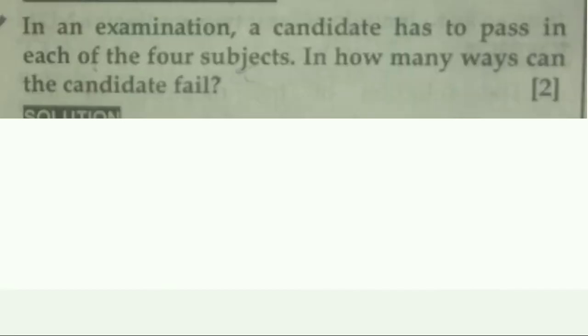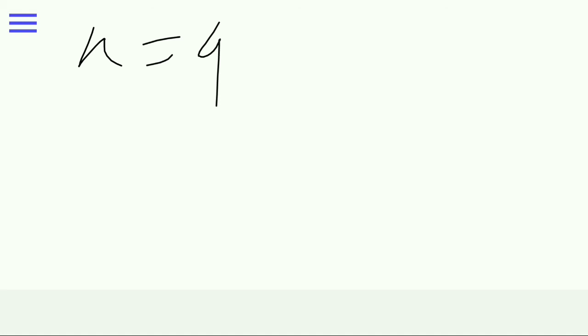And we have the next one. In an examination, a candidate has to pass in each of the 4 subjects. In how many ways can the candidate fail? So altogether we have 4 subjects, so here n equals 4, and the question is asking in how many ways the candidate fails.